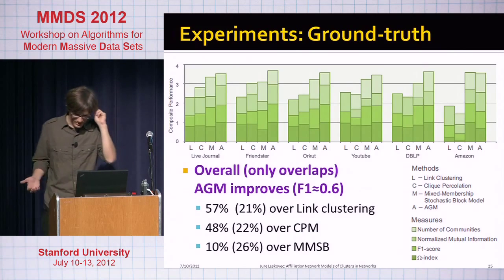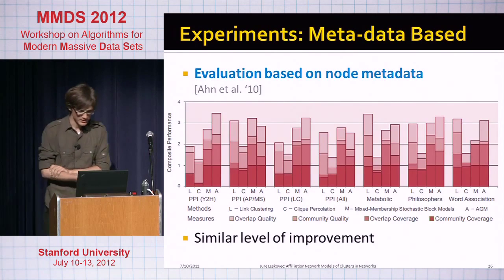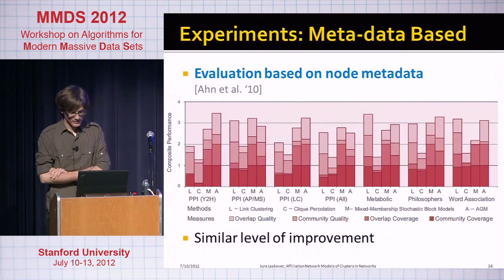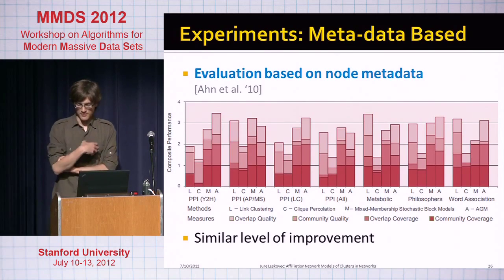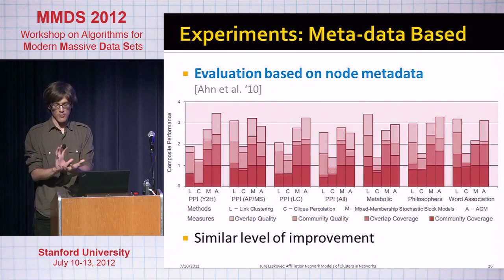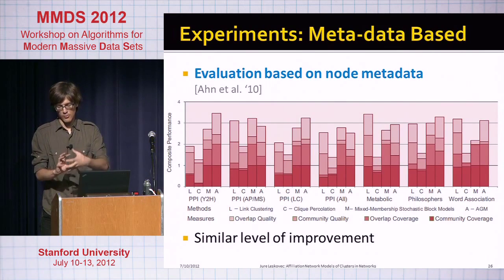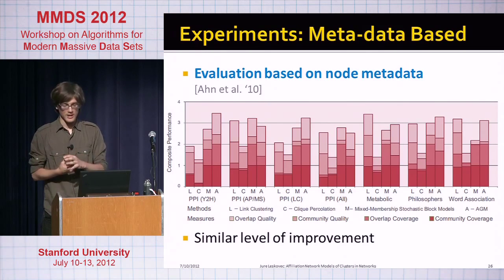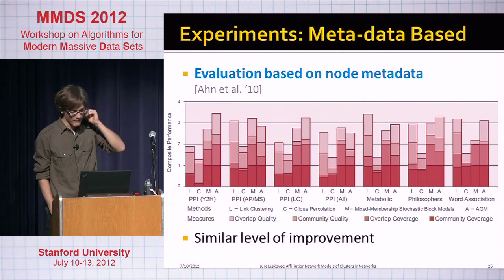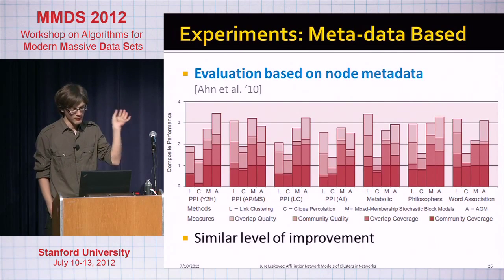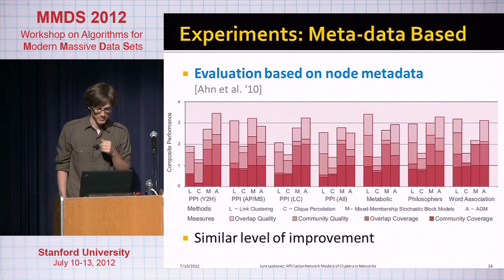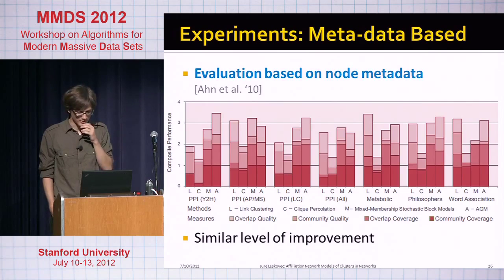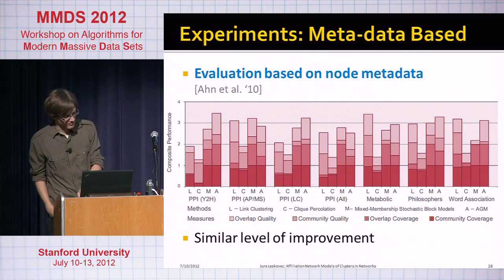We also did more experiments with networks where you have node metadata, and then you ask, when you detect communities, how clean is the metadata of those nodes. This was the evaluation that was used by Yang and others in their Nature 2010 paper. And there we find similar levels of improvement.